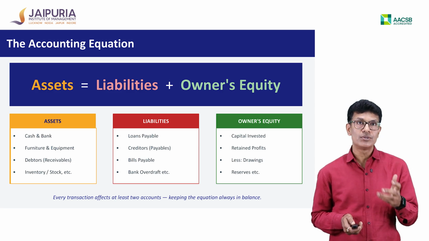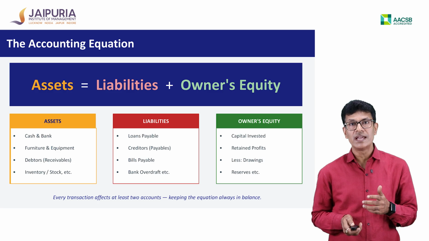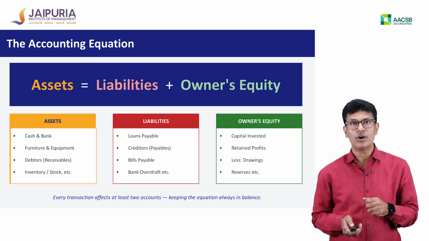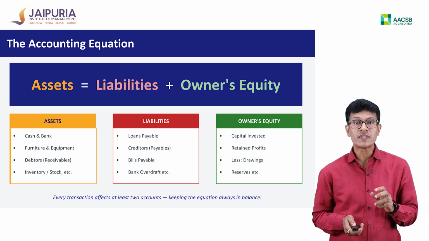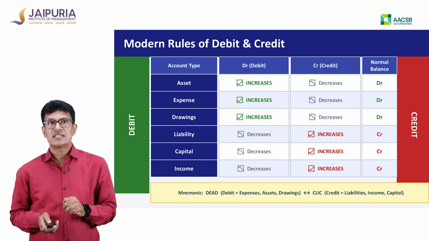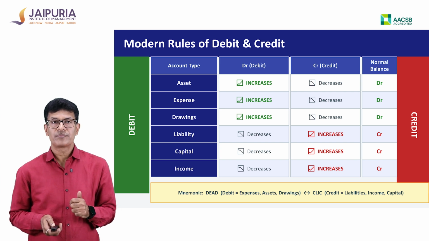That is the beauty of this accounting equation, and it connects with the debit credit rules of the double entry system. It tells us that there will be a dual effect of every transaction with an equal amount so that the accounting equation gets balanced. So now let's understand the debit credit rules.